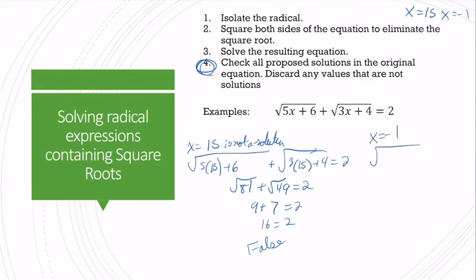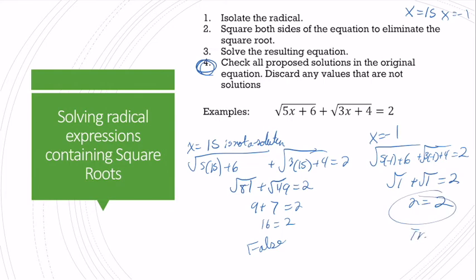So the square root of 5 times negative 1 plus 6 plus the square root of 3 times negative 1 plus 4 equals 2. That gives me the square root of 1 plus the square root of 1 equals 2. So 2 equals 2. That is true. So x equals negative 1 is a solution, and it is the solution.